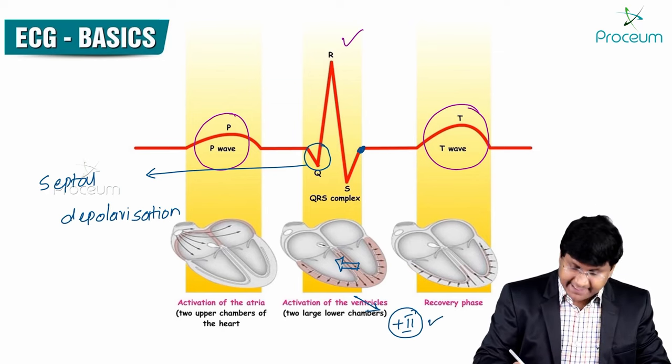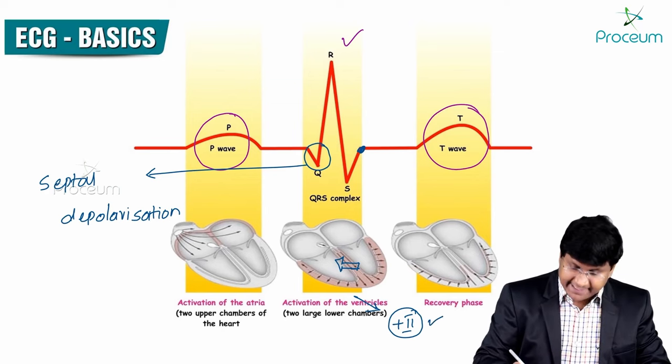You take lead 1. Lead 1, I said, will measure the potential difference between the right arm and the left arm. So it is in this direction. That means left arm will be positive and right arm will be negative. And you take lead 2. Lead 2 will measure the potential difference between the right arm and the left lower limb. So in lead 2, the positive electrode will be the left lower limb and the negative electrode will be the right arm.